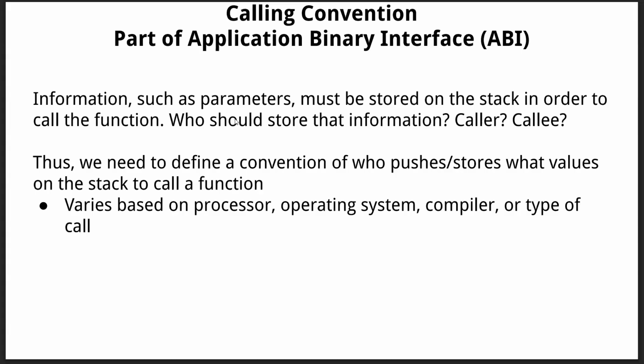But to make sure your C program compiled to binary code can be executed on different platforms, and the binary code can be called by functions generated by other compilers, at the binary level we need to make sure we speak the same language, and that is the ABI, right? So it determines what should be stored onto the stack, in what order we should store it on the stack, and whose job it is to store such information.